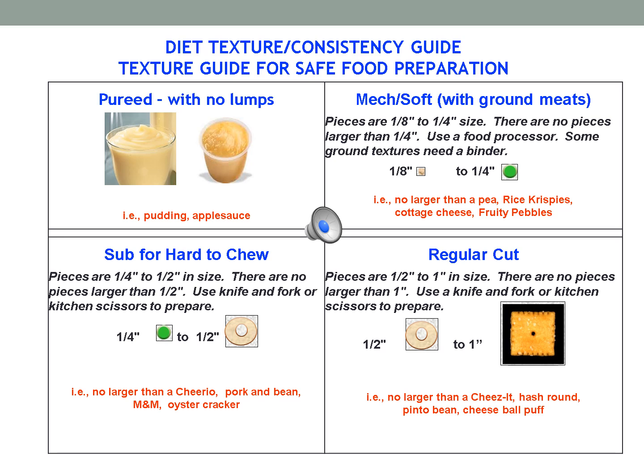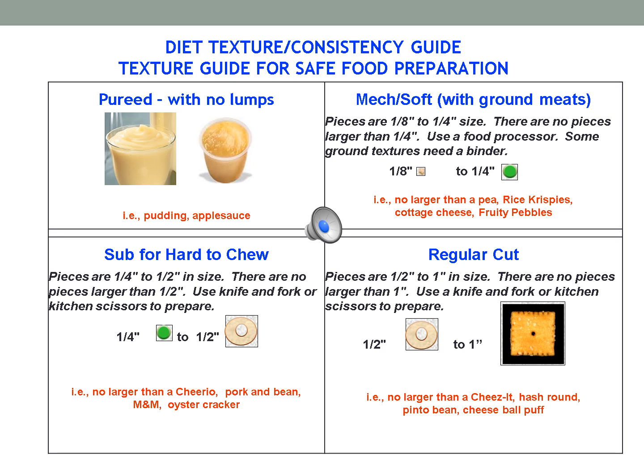Going over to the left bottom is Sub for Hard to Chew, which pretty much says in the title that foods don't need to be really too hard or crunchy or sticky. And in this diet texture, it's either 1/4 inch to a 1/2 inch in size. No pieces should be larger than a 1/2 inch. And you'll use that knife or fork or kitchen scissors, something like that, to prepare it appropriately. And again, the Mealtime Instructions will specify specifically what the size needs to be and what you can't go over.